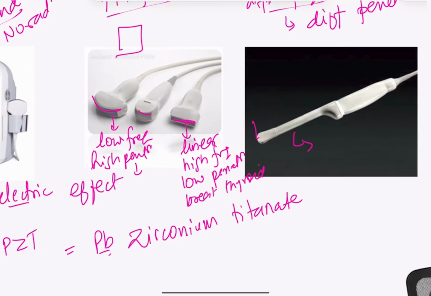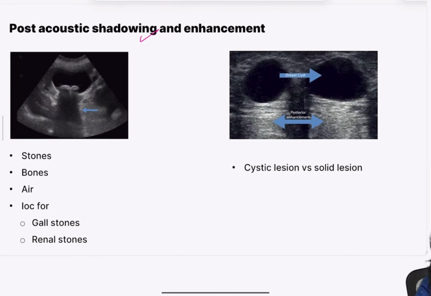And this probe, which is a long probe, is put into the cavity. So this is used for transvaginal sonography and transrectal ultrasound. So two important principles in ultrasound: posterior acoustic shadowing and posterior acoustic enhancement. Posterior means behind, acoustic means sound related, and shadow is black, enhancement is white.